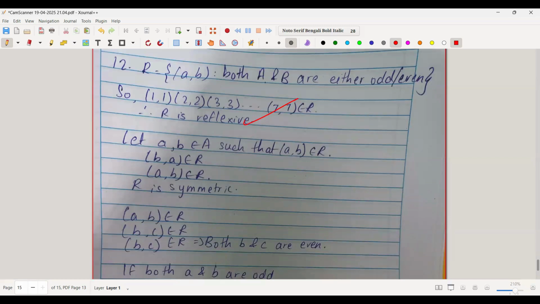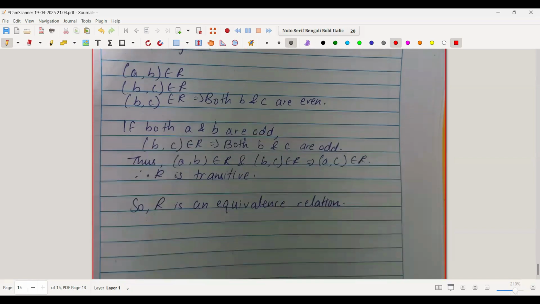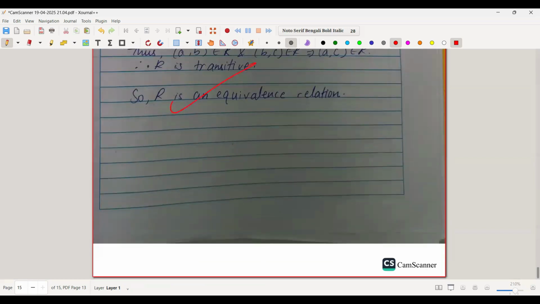What was this? Okay. A, B either both even or both odd. So this is an equivalence relation.